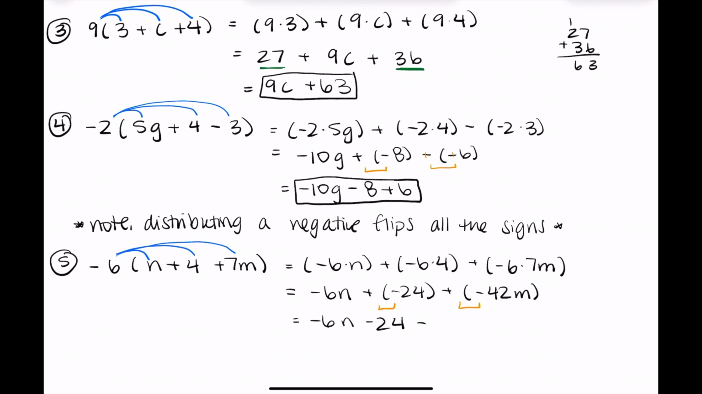So again, similar to our last example, when we add by a negative, it's the same as just subtracting. So we'll go through here and update our signs. So for number 5, we get negative 6n minus 24 minus 42m as our answer.